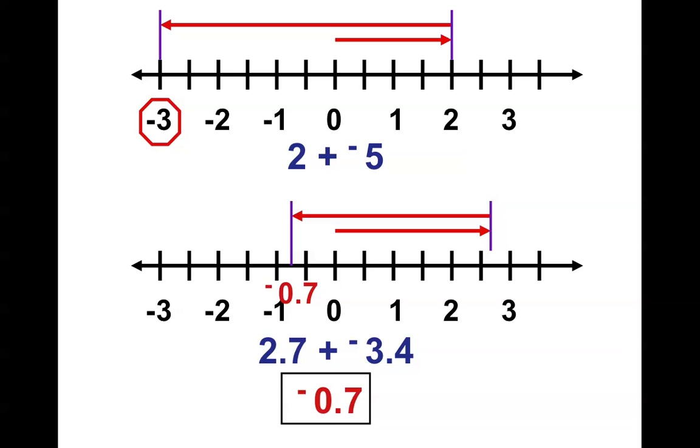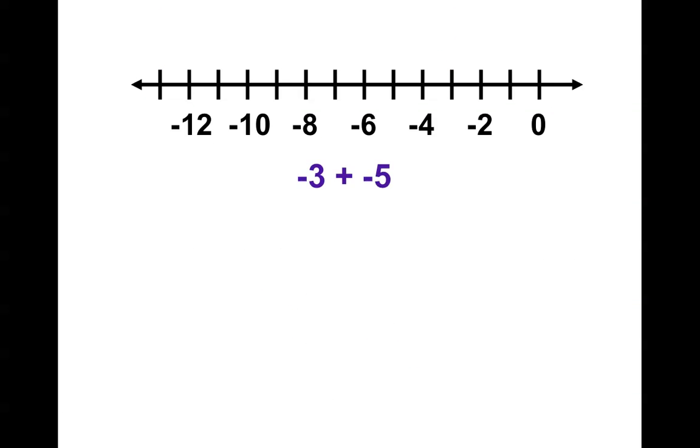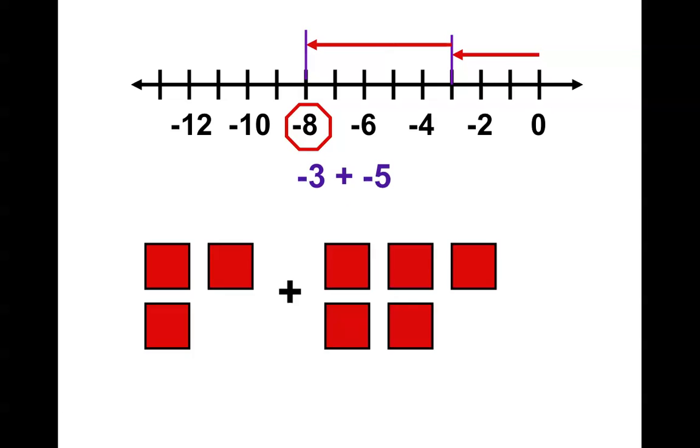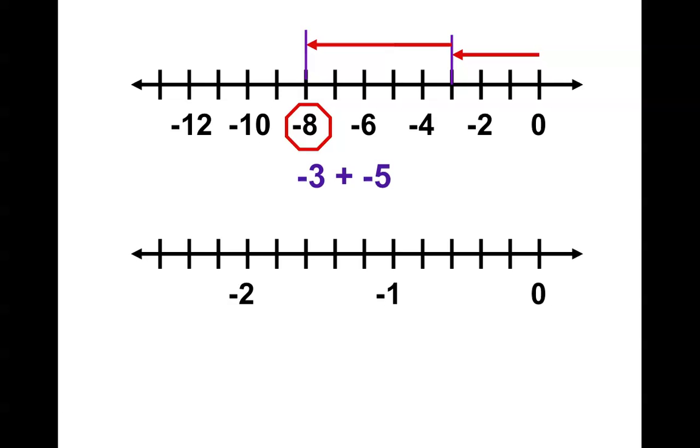All right, let's show you another one. What if I had negative 3 plus negative 5? Well, once again, we start at 0, and it means 3 to the left and 5 more to the left. Gets us right here to negative 8. If we have the blocks, we can just count them up. They're all the exact same thing, so we have 1, 2, 3, 4, 5, 6, 7, 8. 8 negatives.